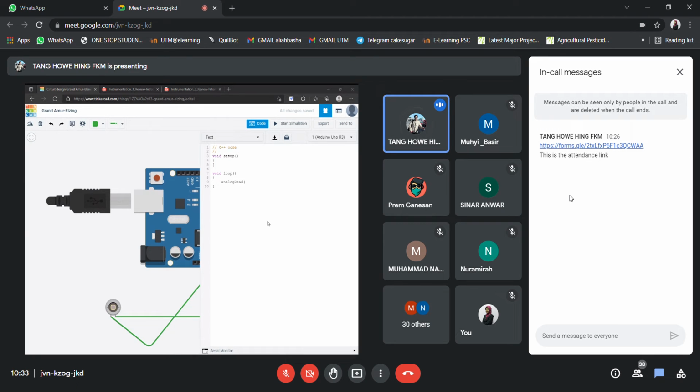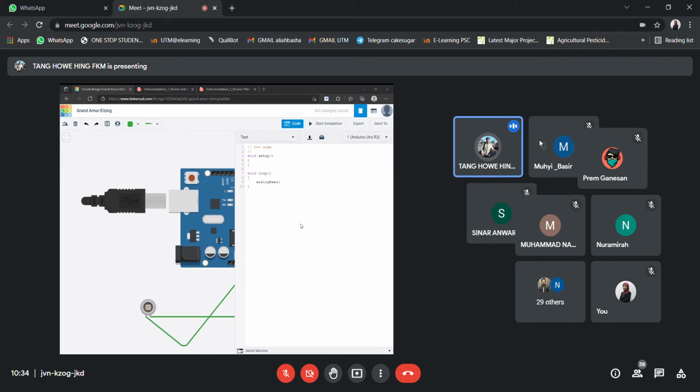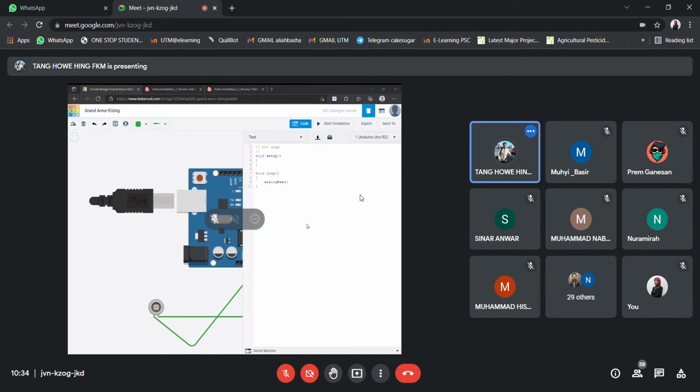Just a moment. Let me get the example in the Arduino. All right. So yeah, this one. Okay. So there is the code on examples.